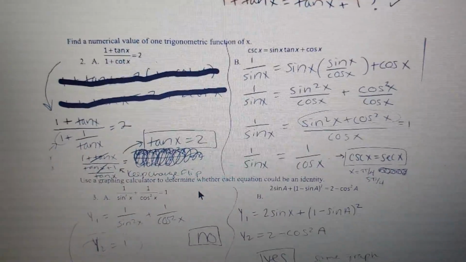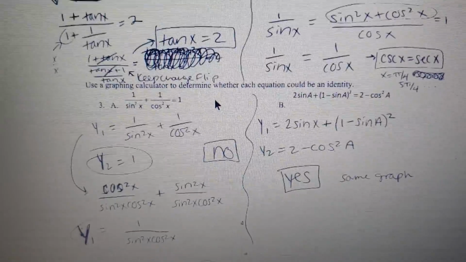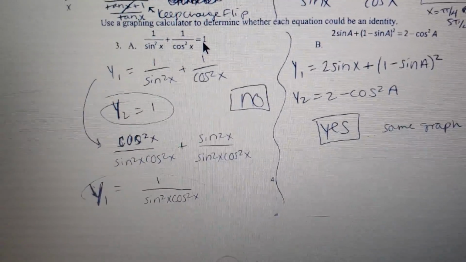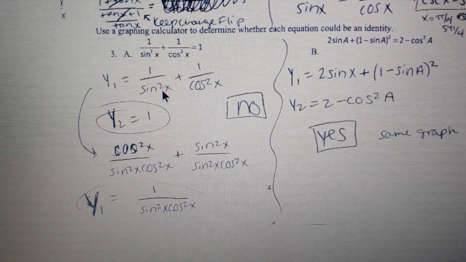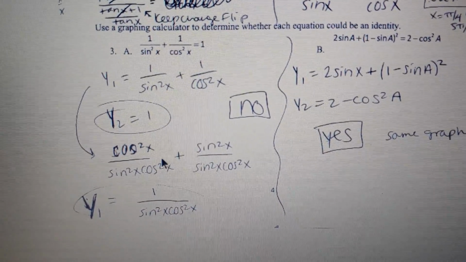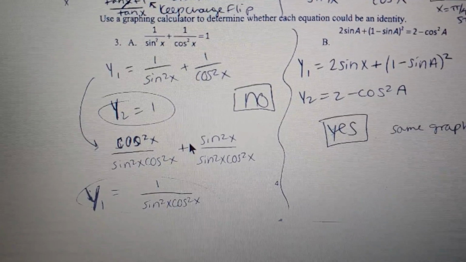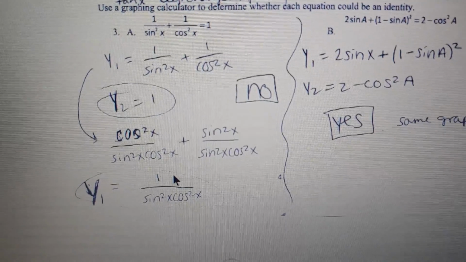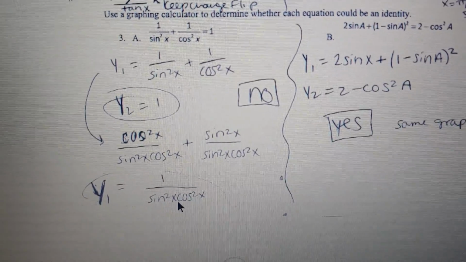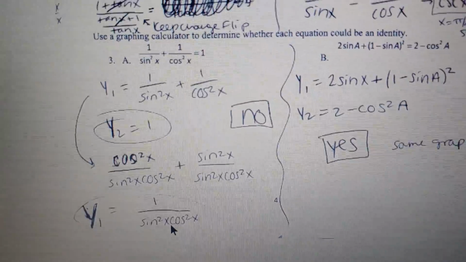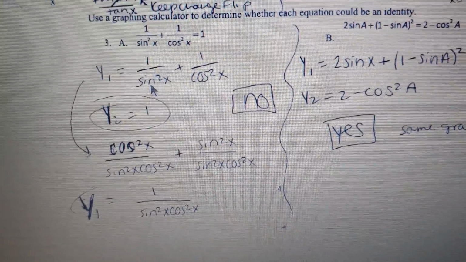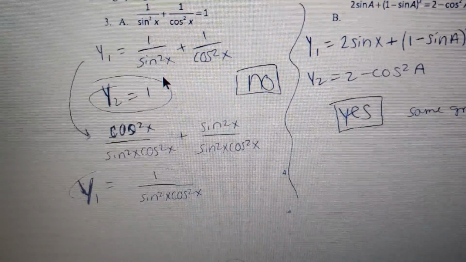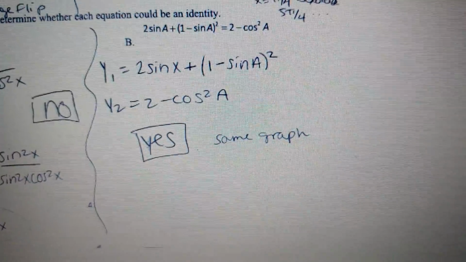All right, in 3a, when we're using our graphing calculator, y1 is the left-hand side of the equation and y2 is the right-hand side of the equation. So y1 is 1 over sine squared x plus 1 over cosine squared x. I simplified that down using my common denominators. I end up getting 1 over sine squared x times cosine squared x. But either way, it doesn't matter when you take a look at these two graphs on your calculator. y1 does not match y2. So these two graphs, of course, do not match each other, so it's no.